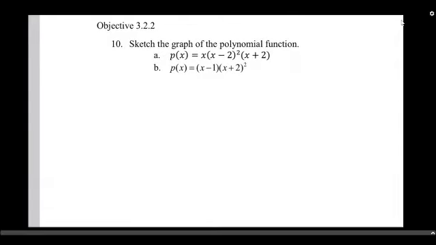Alright, question 10, graphing a polynomial that's already been factored. So this is actually pretty easy. This is from section 3.2, objective 2. So for part A, we had to at least state what the zeros are. The zeros are x equals 0, that comes from that factor right there. X equals 2, that comes from this factor right here, but that's got multiplicity 2, and then from that factor we get x equals negative 2.